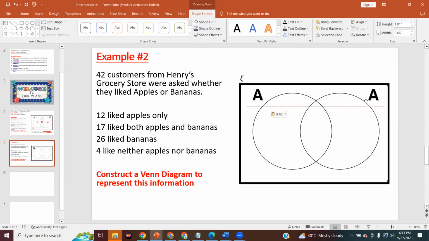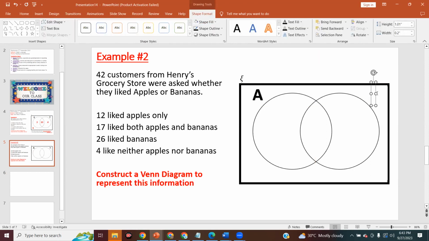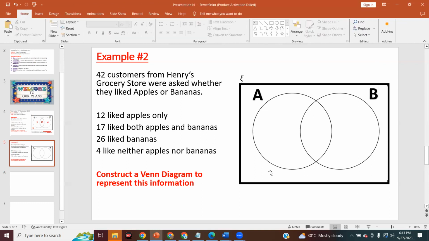And for the bananas, what are we going to use? B. We're going to use B. Very good. All right, so let me know.